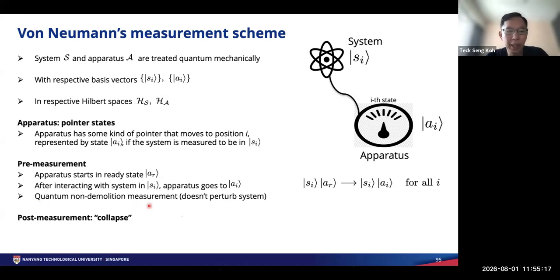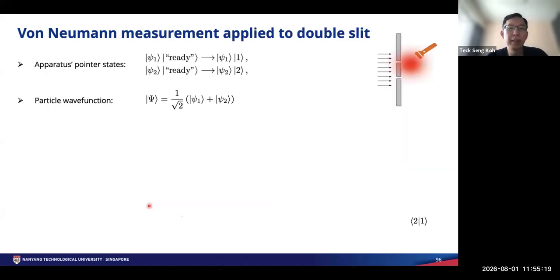And post-measurement, you collapse the system state. Okay, so suppose we get this von Neumann measurement being applied to the apparatus and the system. Having passed through slit 1, the apparatus goes from ready to recording the system as having passed through slit 1. And likewise, having passed through slit 2, the apparatus goes from ready to seeing that the system passed through slit 2. It records faithfully.